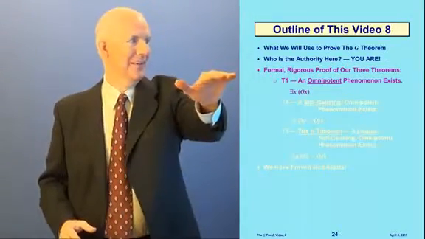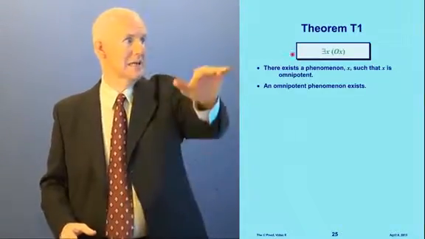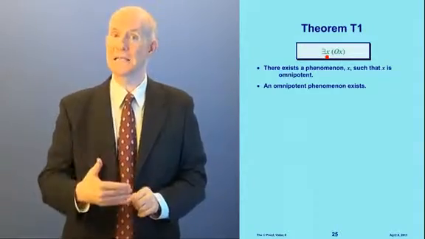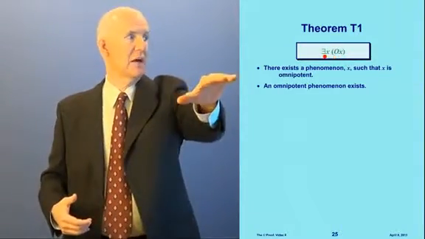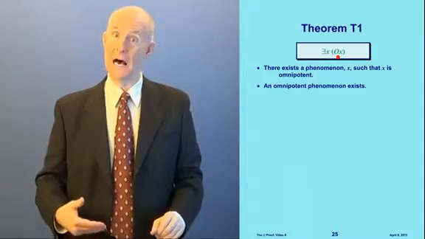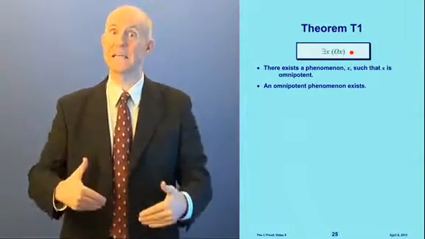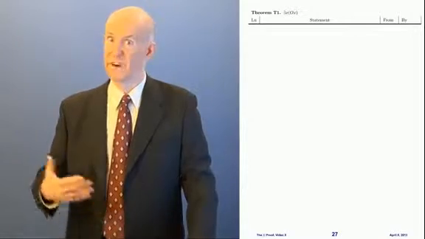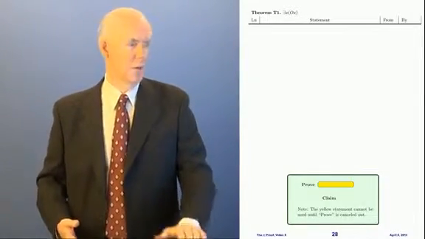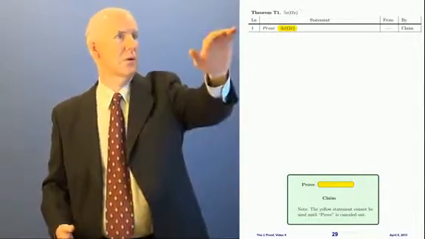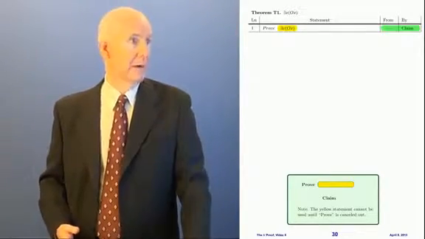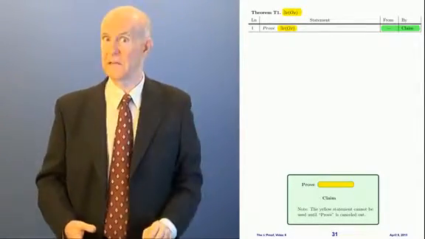Here we are in our outline, and theorem T1 says there exists an X such that OX. There exists a phenomenon X such that X is omnipotent. In other words, an omnipotent phenomenon exists. That's theorem 1. So here we go. Here is a statement of the theorem. Of course, we're going to use 4 columns as usual. We're going to start with a claim rule as usual. We're going to write prove that very thing up there by the claim rule. So we're proving there exists an X such that OX. Okay, there exists an omnipotent phenomenon.